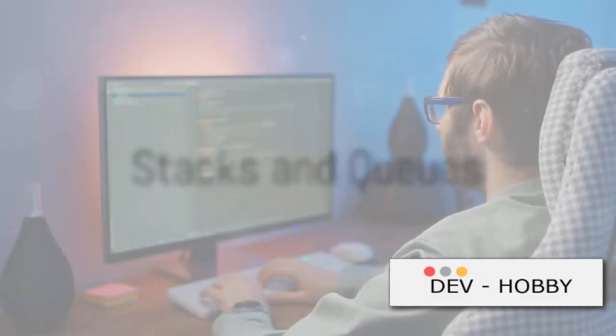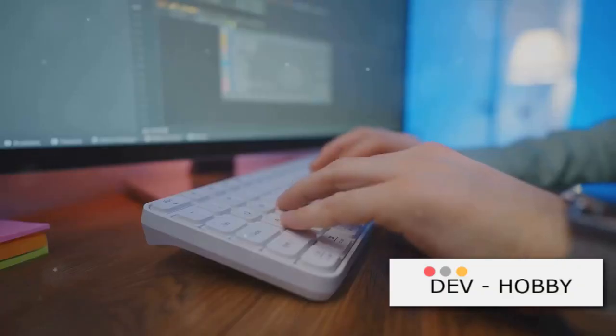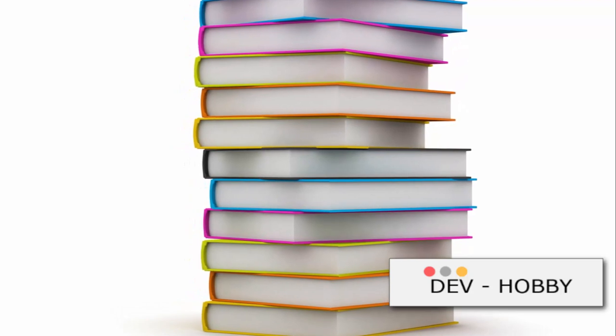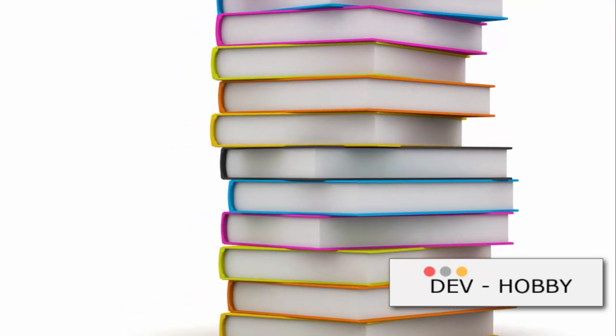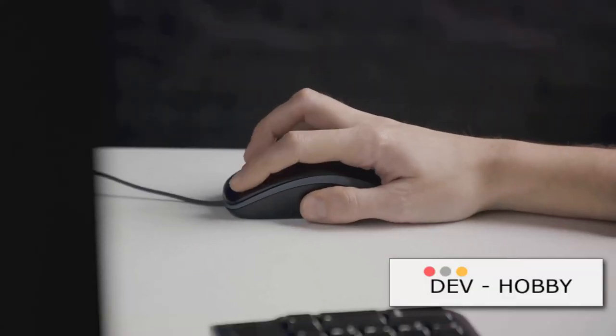Moving on to stacks and queues, let's dive into stacks first. Picture a stack of plates. You add one on top, you take one from the top. This is the essence of a stack in programming, with operations known as push, to add, and pop, to remove. And peek, that's simply checking out the top plate without removing it.